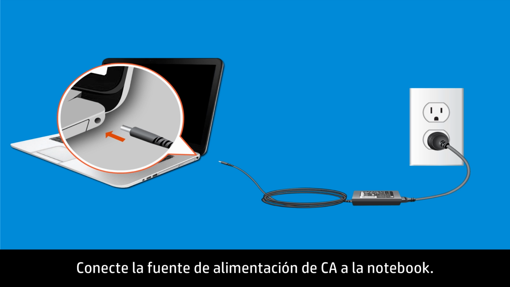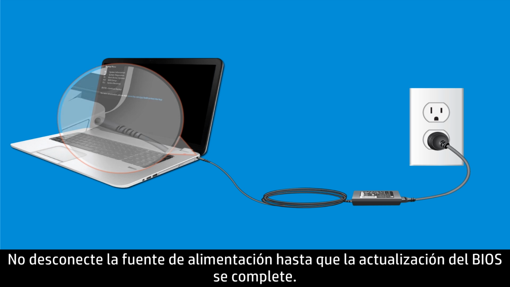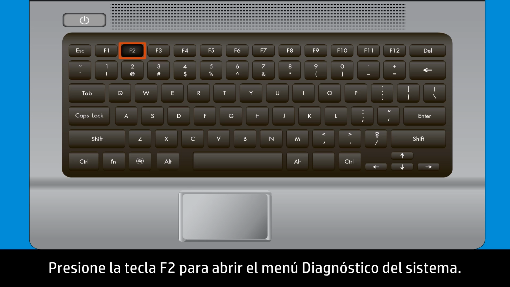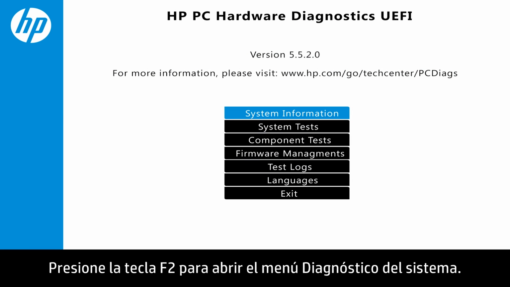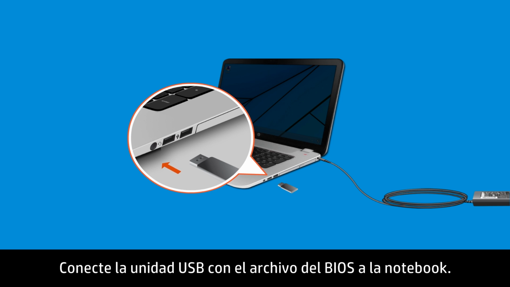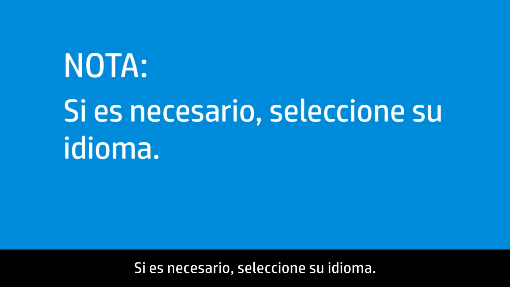Connect the AC power supply to the notebook. Do not disconnect the power supply until the BIOS update is complete. Press the F2 key to open the System Diagnostics menu. Connect the USB drive with the BIOS file to the notebook. If necessary, select your language.